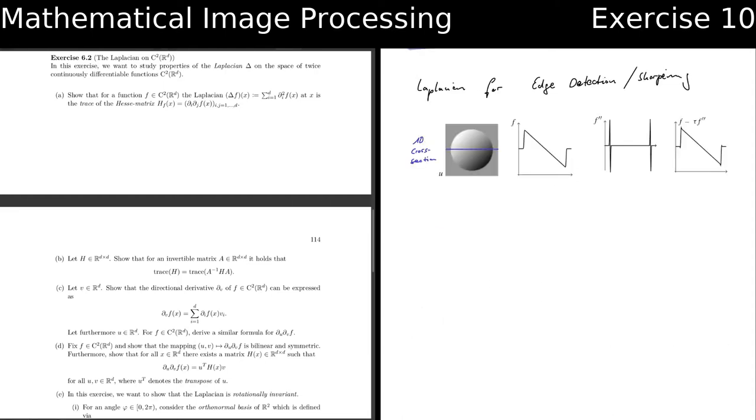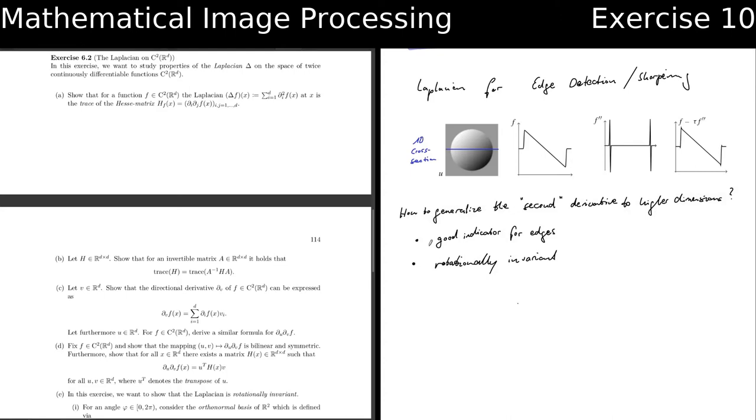The question that we want to talk about today is how to generalize the second derivative to higher dimensions, because as seen in this example, images that we consider normally are two-dimensional. So in the higher order generalization, we still want to have a good indicator for edges, like the second derivative in the one-dimensional case. And we also will have to deal with a problem. Namely, if you look at the sphere, you will see the derivative will also change depending on the direction in which I approach the edge. But our indicator should be invariant with respect to the direction that I approach the edge. This is something that we call rotational invariance, and we want to take a look at the Laplacian and prove that the Laplace operator itself has this property of rotational invariance.